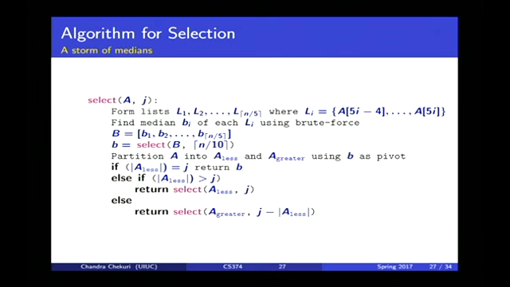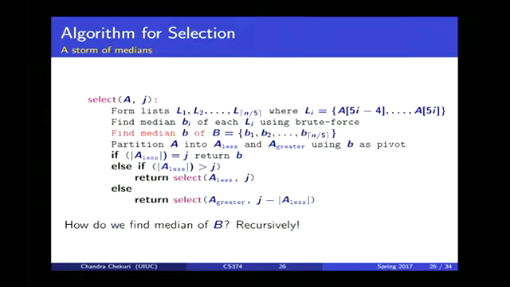N over 5, right? This array B is of size n over 5. And then, do we know the size of A less and A greater? We don't know it, right? How do we know where the pivot is? Okay, that is a technical theorem.